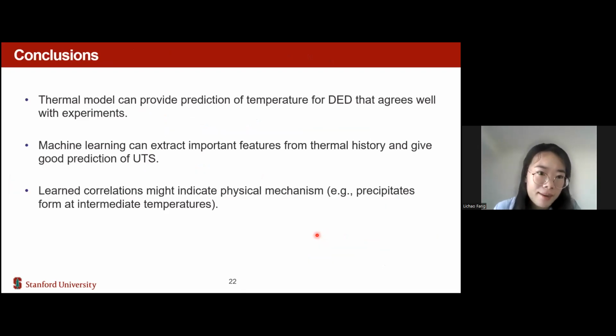In conclusion, we built a thermal model to predict the temperature for the DED parts that agrees well with the experiments. We use machine learning to extract the dominant features from the thermal history, and that gives a good prediction of the mechanical properties. From the features extracted by the machine learning, we can learn that some correlations might indicate physical phenomena. For example, some precipitates will form during the intermediate temperatures.